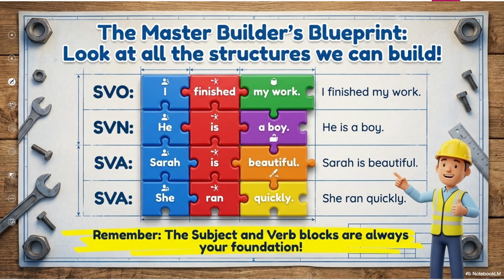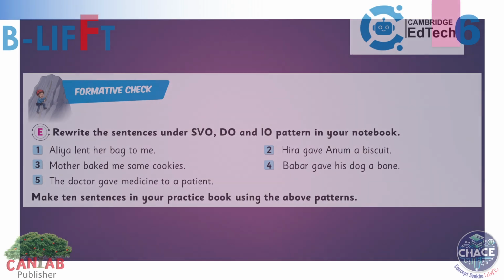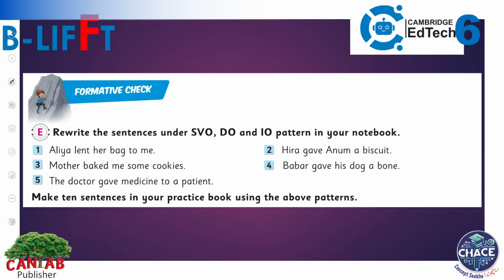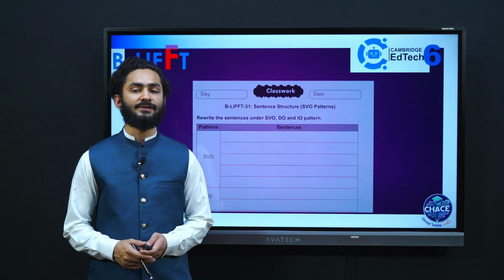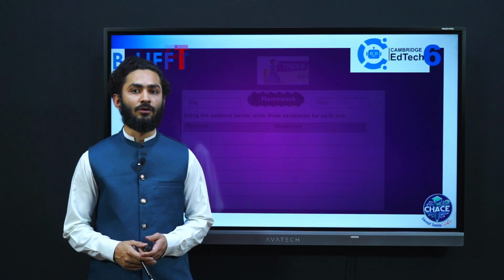And here is a collective sum up of our lecture. First we read about subject verb object, subject verb noun, subject verb adjective, subject verb adverb. Okay children, I hope this lecture will be helpful for you. Here's a formative check, solve it in your class, and here's a homework, solve it at your home.